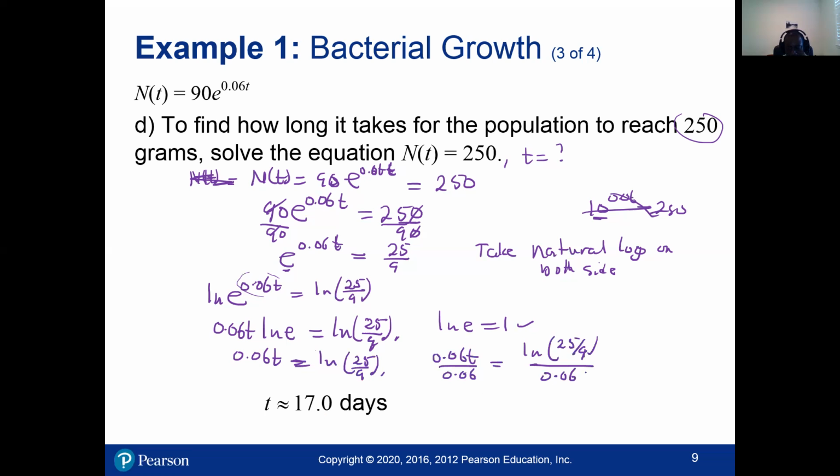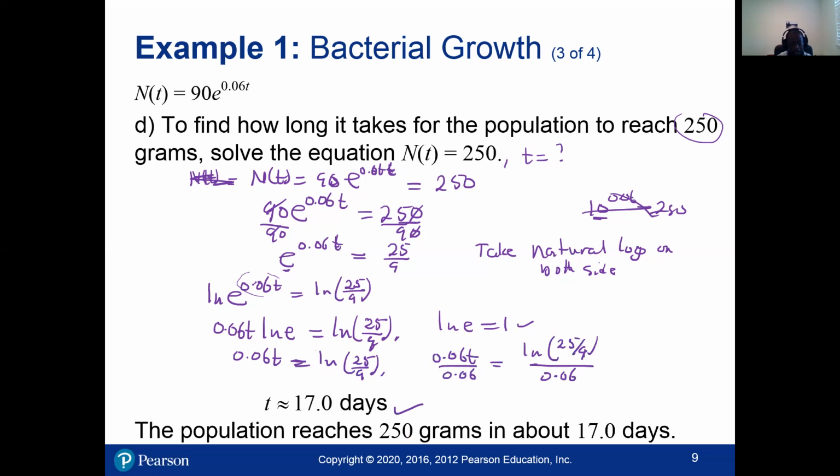And then when you approximate it, it's equal to what? 17.0 what? Days. 17.0 days. All right. So now it means that the population reaches 250 grams in about what? 17 days. That's what it means.